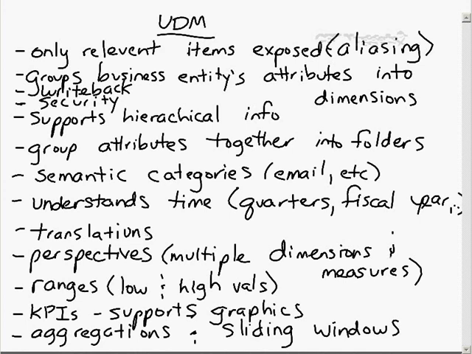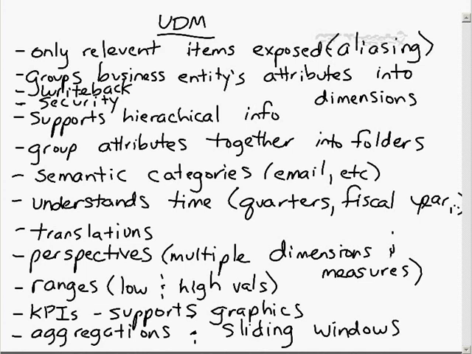We have this thing called a perspective, which is just a way of organizing multiple dimensions and measures. We'll discuss this a little bit more in our next nugget. We also have support for ranges. So let's say that you're looking at sales and you want to group different sales in ranges. For example, sales between 0 and 500,000 would be low, and sales between 500,000 and 1 million would be medium, and then sales over 1 million would be high.